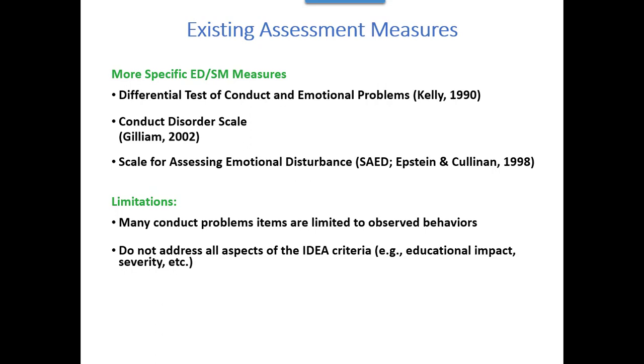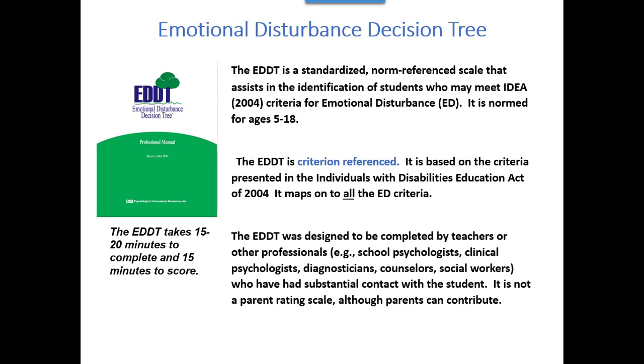So what else is there? Well, there's the Differential Test of Conduct and Emotional Problems and some other things, which also have some limitations. Again, mostly they were designed to examine these things from a clinical perspective, not a special ed perspective and not a legal one. But what do we use? I personally like this particular instrument, the Emotional Disturbance Decision Tree. It was based off of IDEA. It's criterion referenced, so it's not normative. It's not, are you weird? It's, do you meet the criteria for someone who has an emotional disturbance?